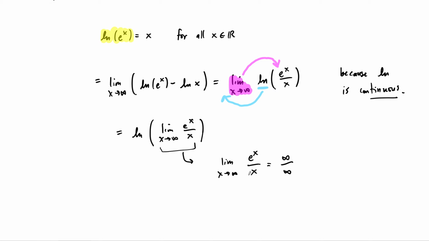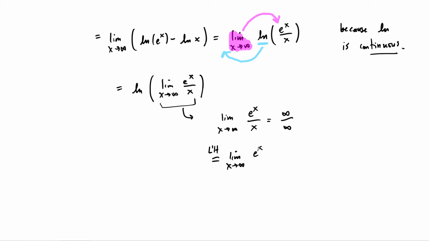This becomes the limit as x approaches infinity, and we get the derivative, e to the x, right? The derivative of e to the x is itself. The derivative of x is just 1. And so when we plug in here, we get infinity over 1, and that is infinity. All right, so that means that the inside here approaches infinity.